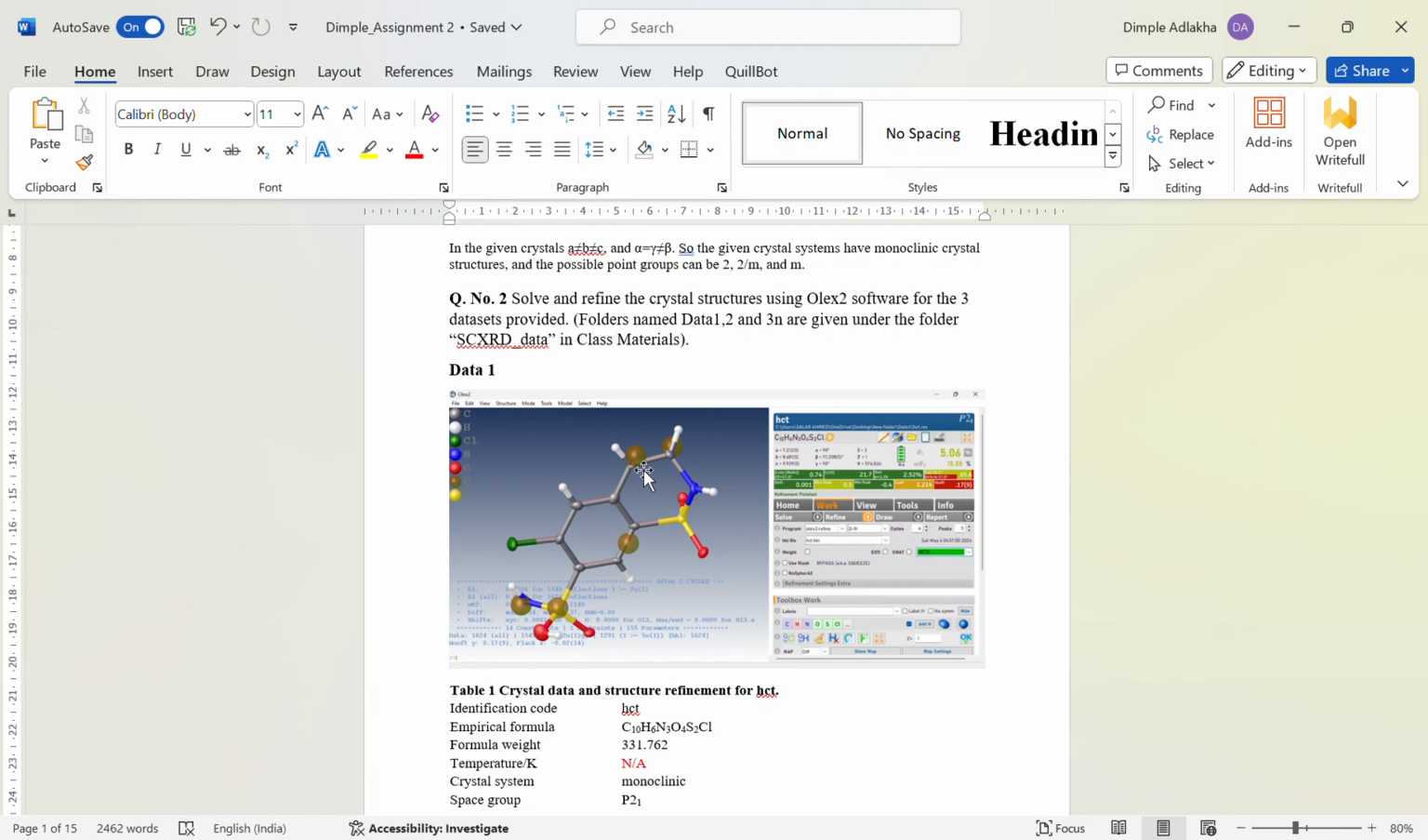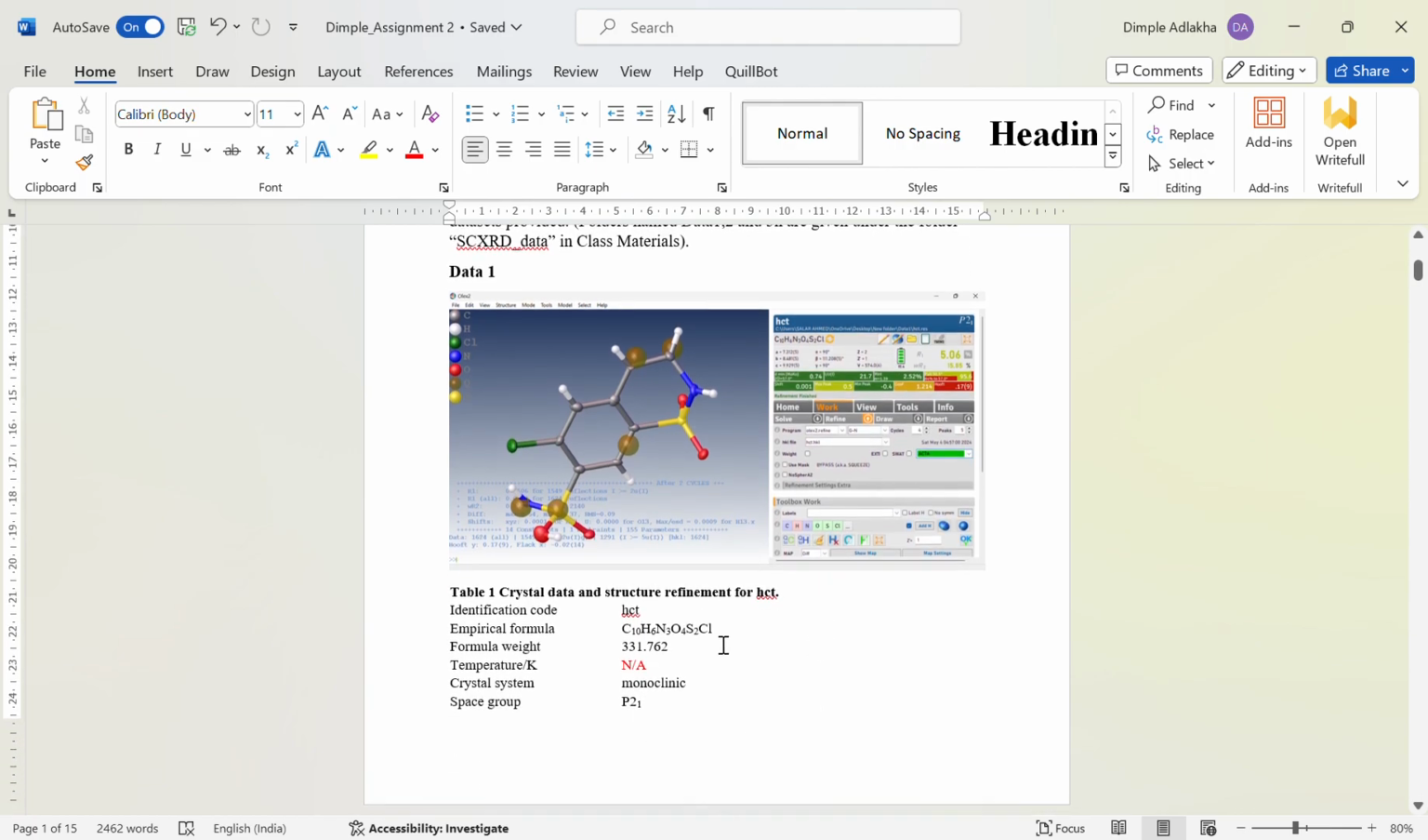and we keep on refining the structure until we get a minimum value of R. R is basically the R factor, which shows how much the obtained structure resembles the actual structure. So we tried to minimize this value as much as possible. These are the pieces of information we got from the OLEX2 software.